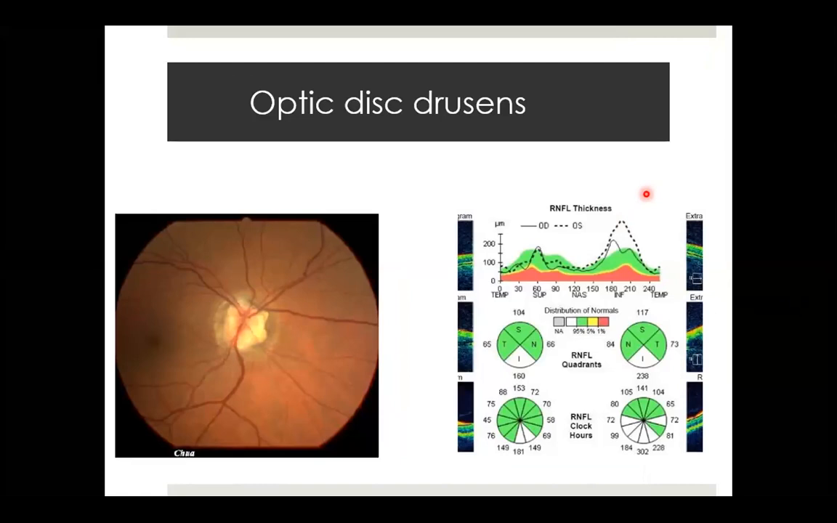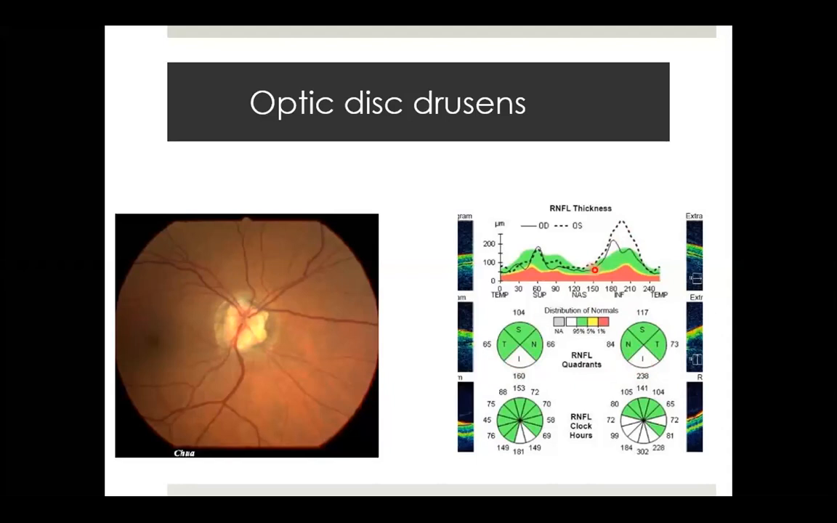Just a few other clinical examples before I finish. This is an OCT of a patient who has optic disc drusen. You find these patients have very, very thick RNFL. So when the RNFL thickness has gone beyond the normal, you'll have white areas, yeah?